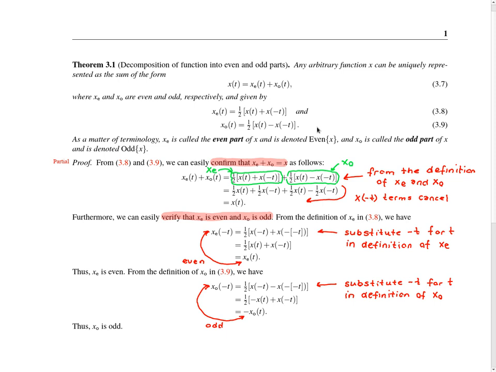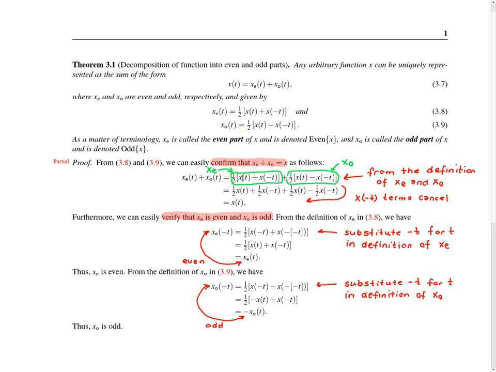We're only going to do a partial proof. We're going to skip the fact that the decomposition is unique. We won't prove the uniqueness, but we're going to show the rest of the theorem is correct. So to begin with, we're going to show that xe plus xo equals x. So to do this, we just take the formulas for xe and xo. So xe is given by this equation here, and xo is given by this equation here.